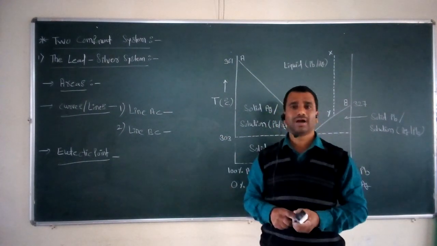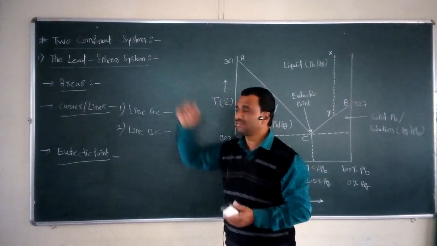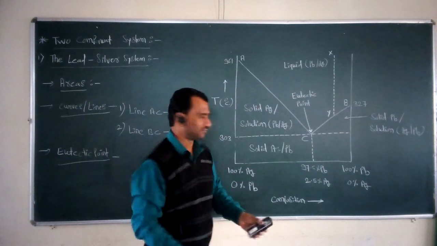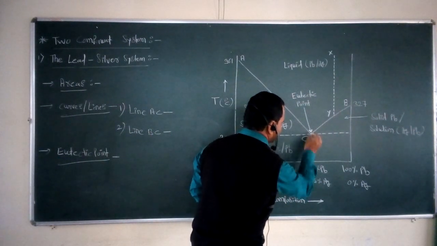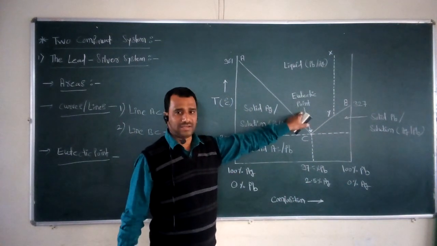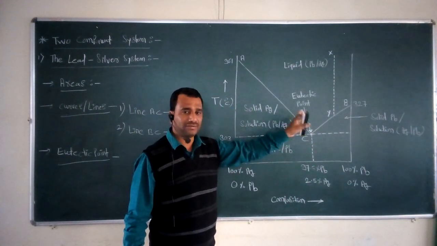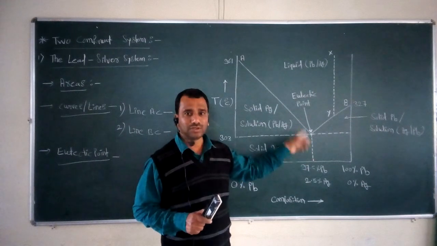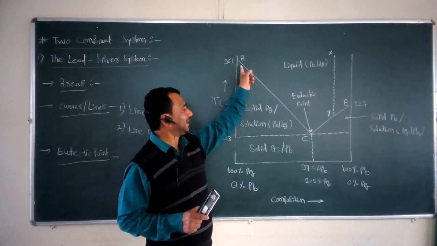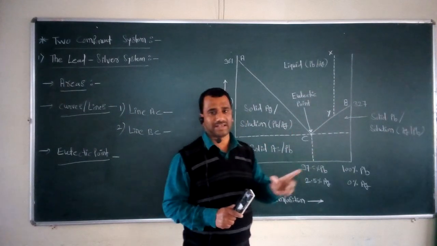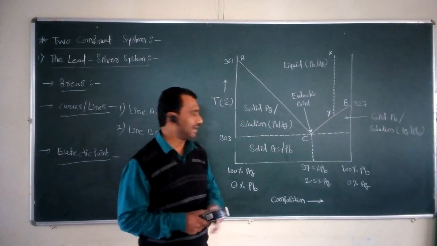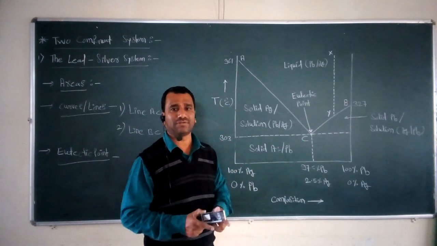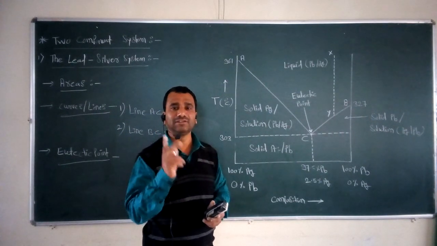Now, as far as this two component system is considered, and especially the lead silver system, if we look at its phase diagram, what happens? The point C is there. This point C is called the eutectic point. It is a eutectic point, it is not a triple point. So it has a special name called the eutectic point. Now what is meant by eutectic point? When the two curves, the line AC and the line BC, intersect at a point called capital C, at this point these two lines intersect, and due to which three different phases are in equilibrium with each other.